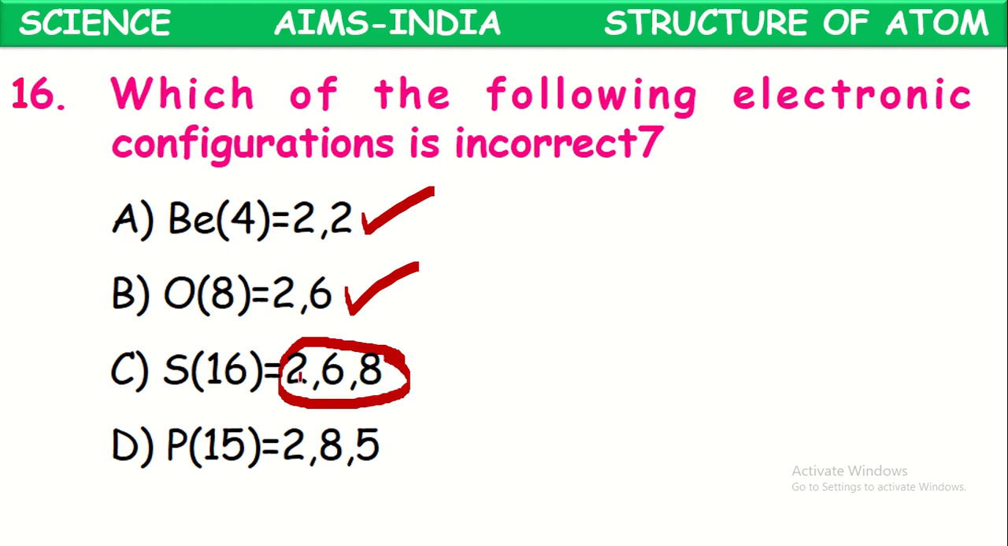because the first shell should be filled with 2 electrons. It is done. The second shell should be filled with a maximum of 8 electrons. Then only electrons enter the third shell. But here, without completely filling the second shell, electrons entered the third shell, which is a wrong configuration. And atomic number of phosphorus is 15 and its configuration is 2, 8, 5. It is correct. Only incorrect configuration is this.